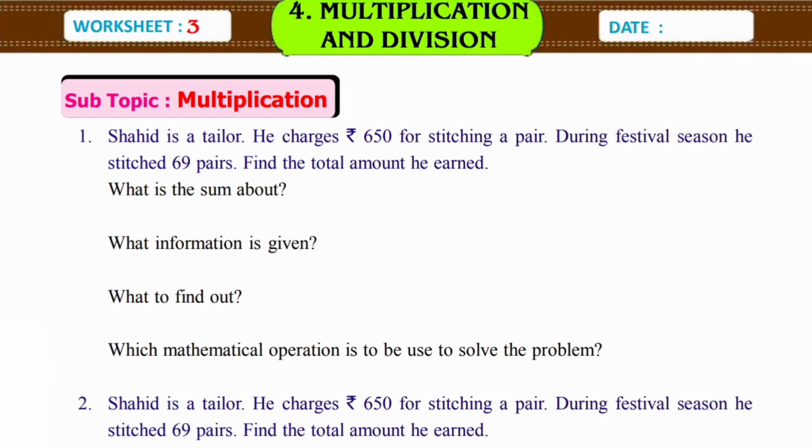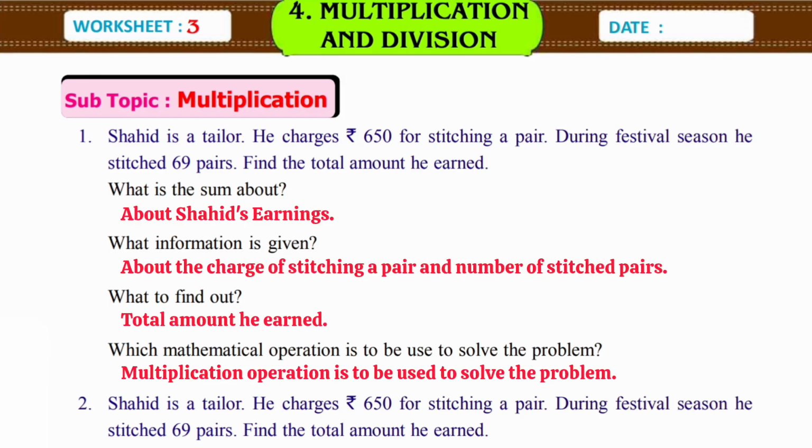Let's see what is given here. What is the sum about? Means what is the problem about? So this problem is all about Shahid's earning, who is a tailor. Again, next, what information is given? So here information is given about Shahid, about the charge of stitching a pair and number of stitched pairs. Next, what we have to find out? Means total amount he earned. We have to find out total amount he earned.